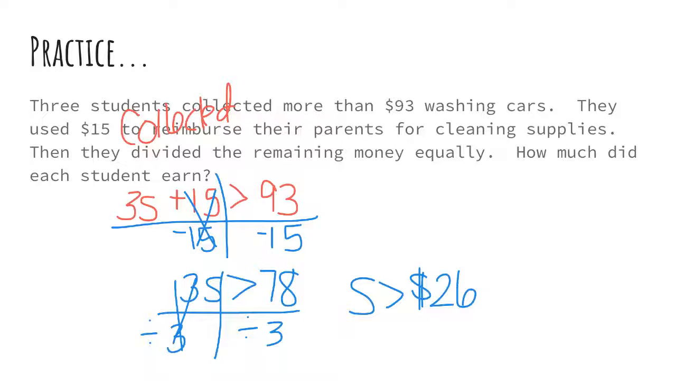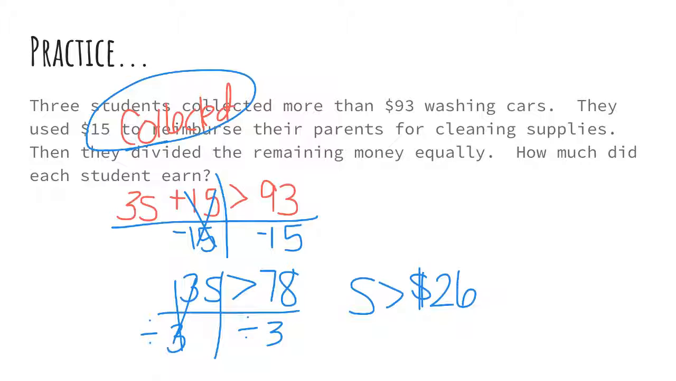So I set this up with our 3 students and the donation from their parents on one side of the equation. That's how much they have collected. And that amount, the 3 amounts of money that the kids are going to split and the $15 they have to repay, goes on one side, and that has to be more than $93.